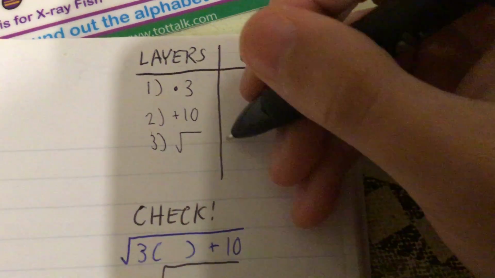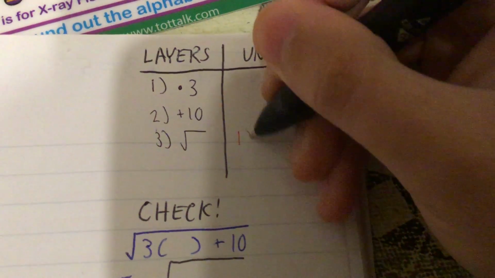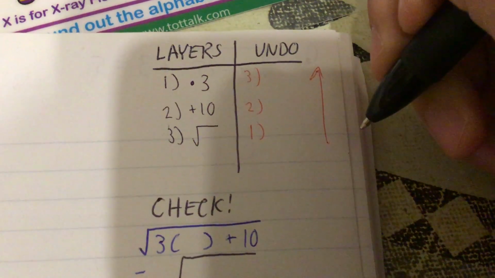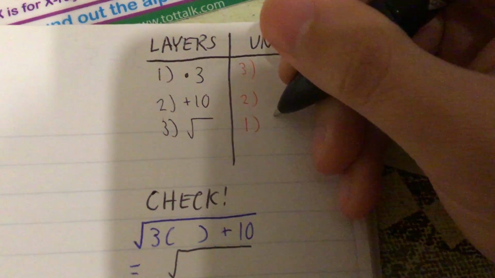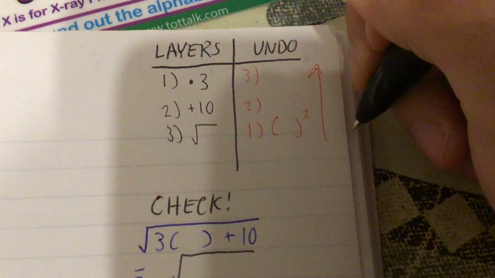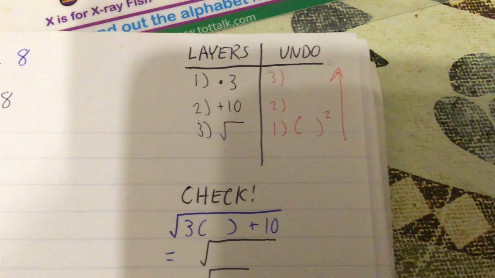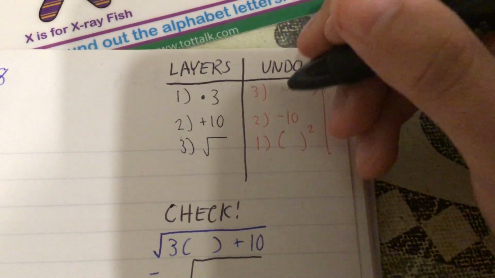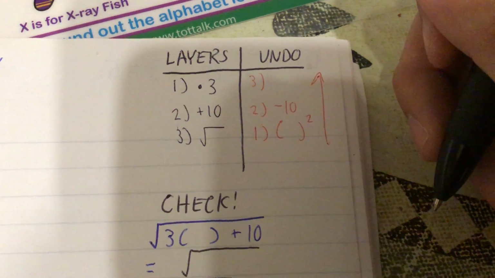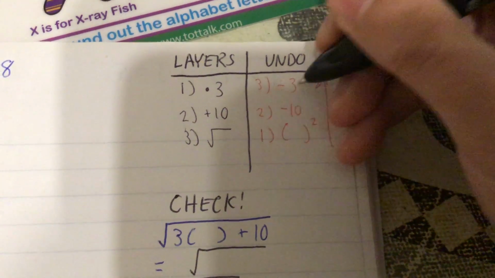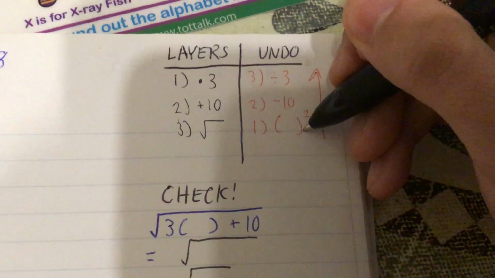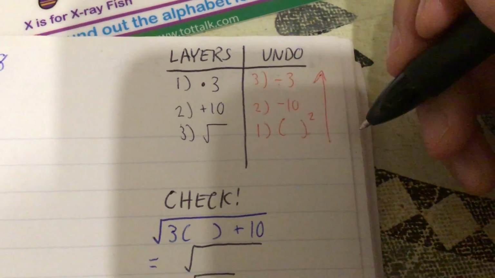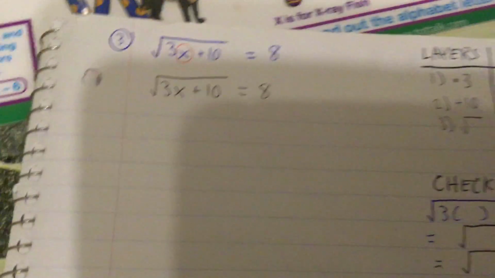So let's undo the layers. I'm going to undo from the bottom to the top. How do I undo the square root? I'm going to square both sides. How do I undo plus 10? I'm going to minus 10 on both sides. And then how do I undo times 3? I'm going to divide by 3. So according to my plan of attack, I need to square both sides first, minus 10 on both sides second, and then divide by 3 on both sides for the last step. Let's stick to the plan.